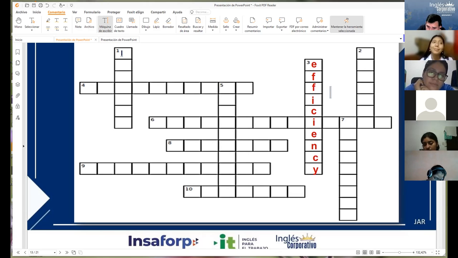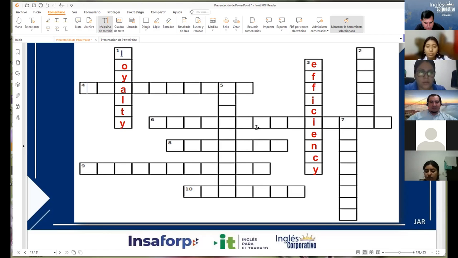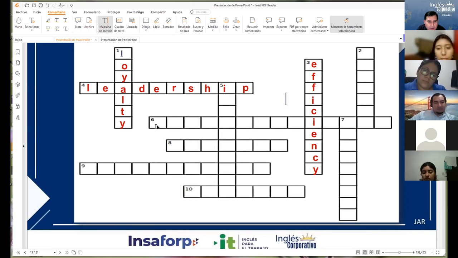Okay. Number one, we said it was loyalty, right? Loyalty, number one. Number four, we said it was leadership. Leadership, right? And number six, it was responsibility, right?